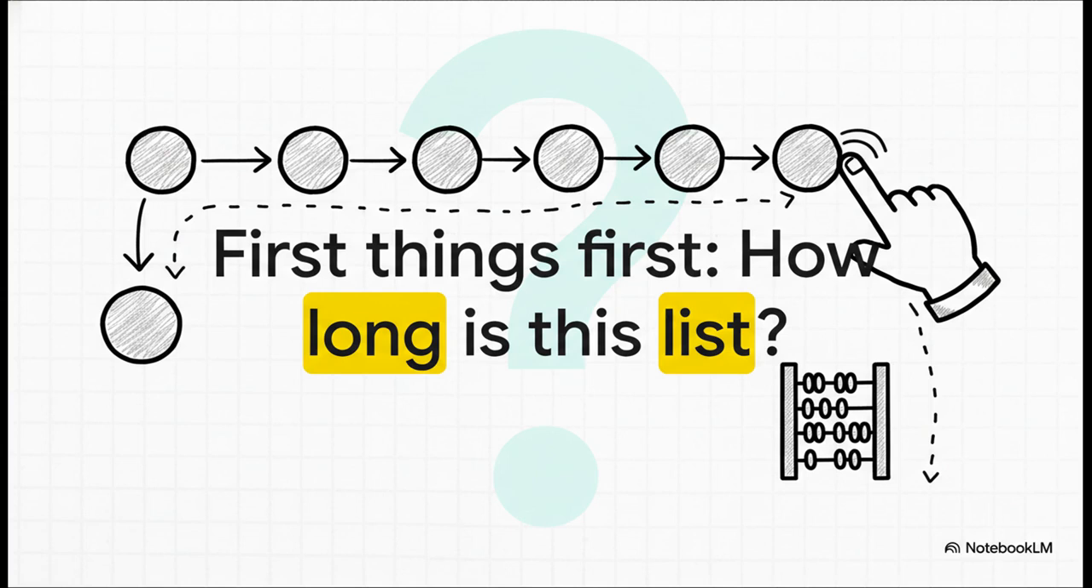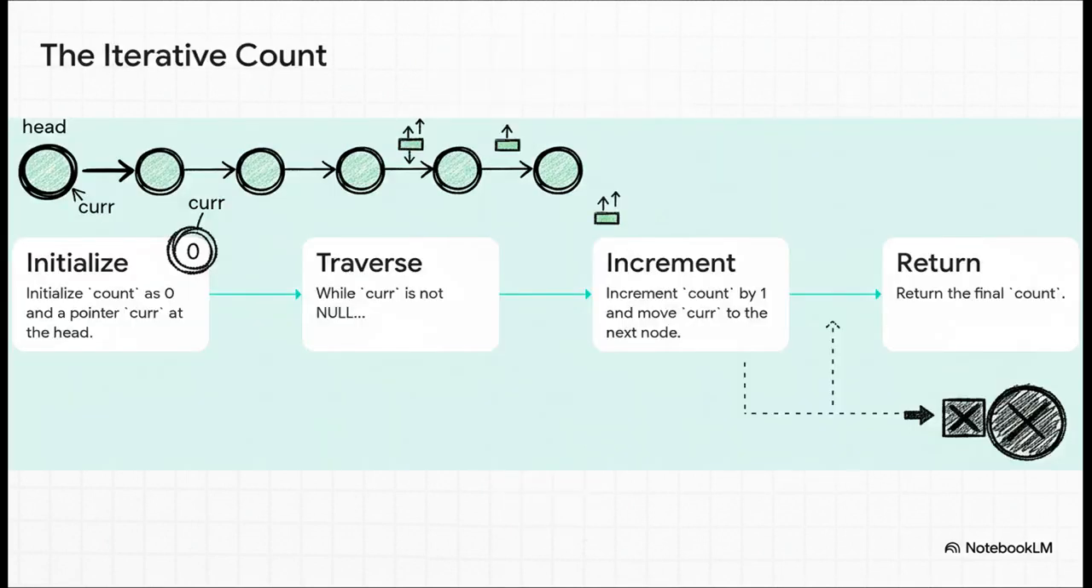Okay, so first things first, let's ask the most fundamental question you can ask any list. How long is it? I mean, how many nodes are even in this thing? And how in the world are we supposed to count them if our only power is to move forward one link at a time? Well, the process is actually wonderfully straightforward.